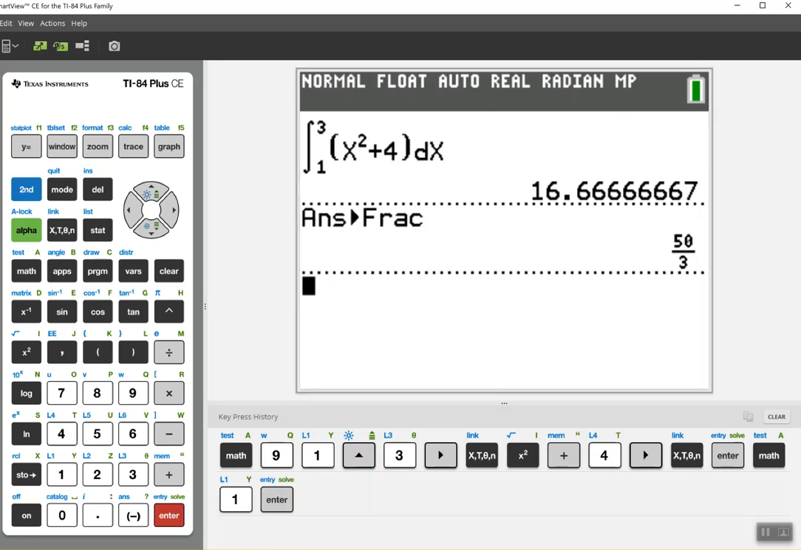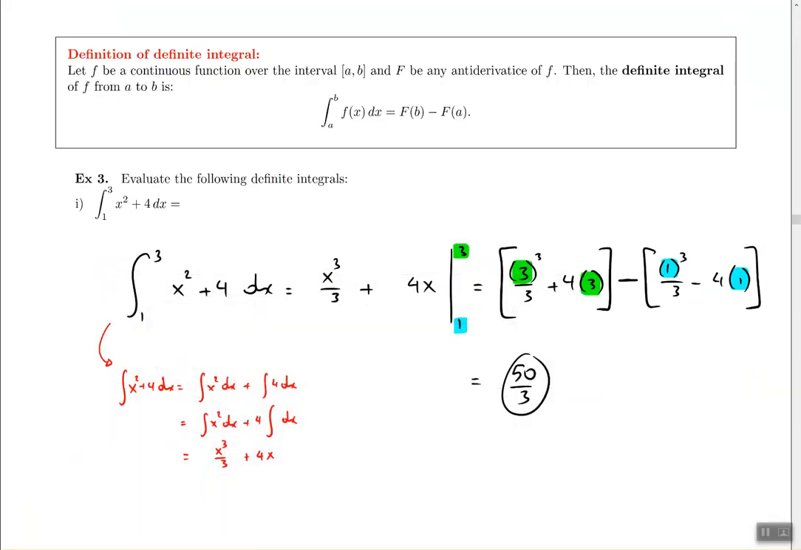So regardless of how your calculator gets the job done, I want to see the fraction at the end. That's the answer that I'm looking for in these problems, the fraction.